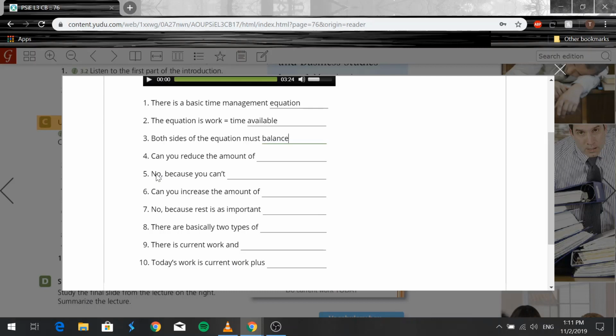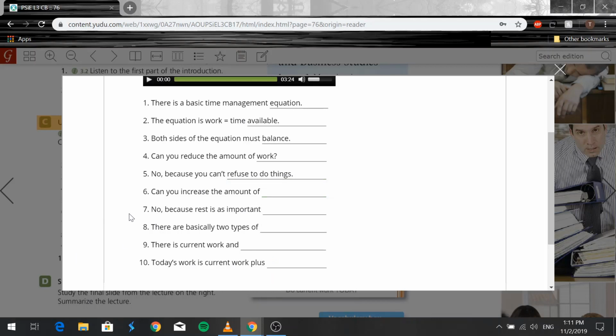Okay, then we have number 4, can you reduce the amount of work? We'll say work and then question mark. Let me actually add full stops here. So can you reduce the amount of work? No, because you simply can't refuse to do things. Well, this one's common sense, right? You can't refuse to do things, right?